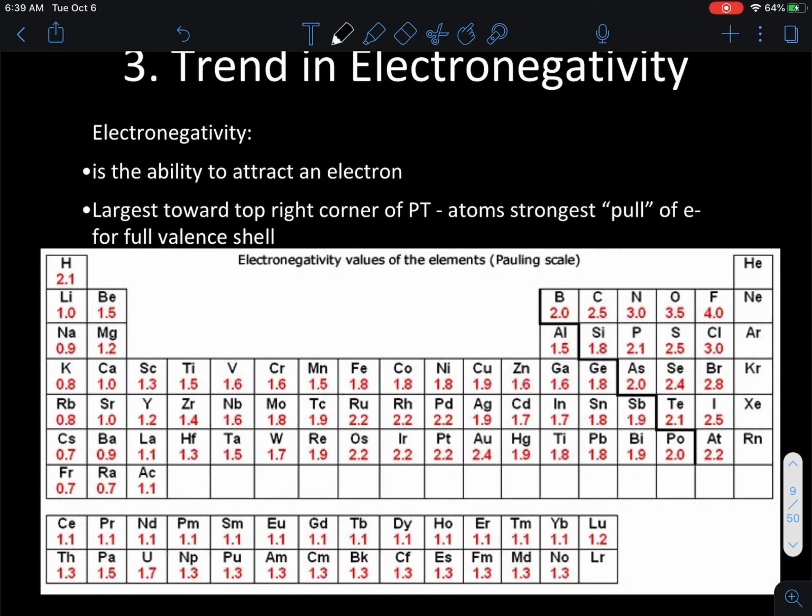If you think about it, fluorine has 7 valence electrons and it could use one more, so it's really going to attract, really going to pull an electron. It's going to be the strongest pull on the periodic table.